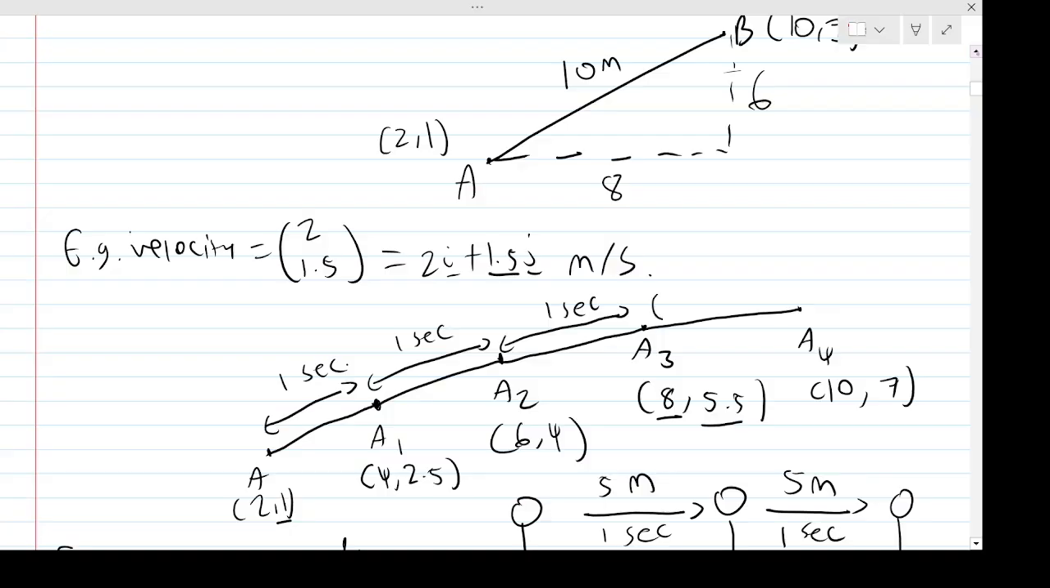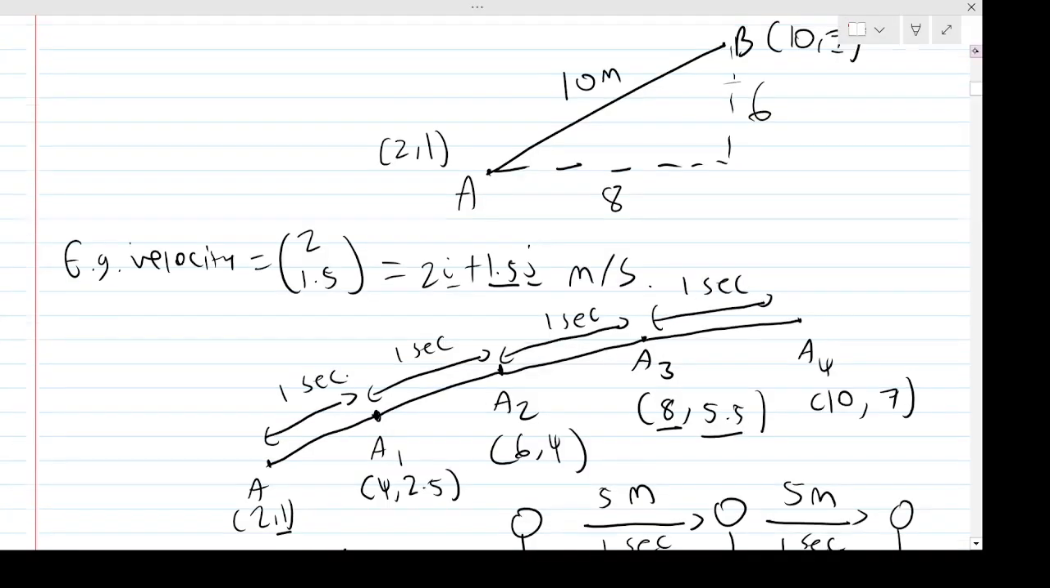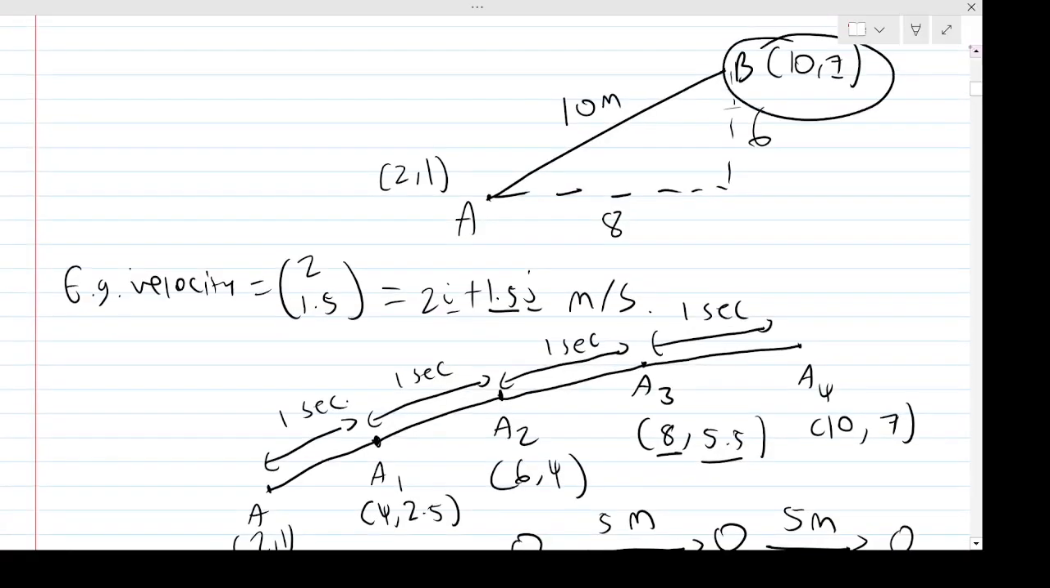Okay, so what do you notice about this point now? 10,7. I'm now at the point B. I'm now at my destination, okay? This is also point B at 10,7. So now I've done my journey, okay? So that is the whole idea with velocity. The velocity tells me how much I need to move per second, okay? So hopefully you can see that, right?